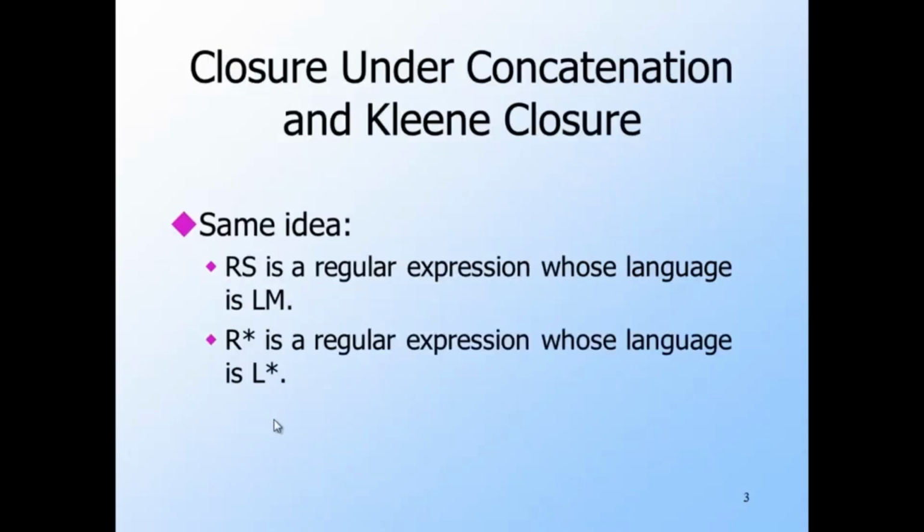The same idea works for concatenation and closure. Remember to draw parentheses around R and S if they are needed, like this. For example, if R is 0 plus 1, and S is 0, then you need to write the expression with parentheses around the 0 plus 1. Otherwise, you'll get the wrong language. You don't need the parentheses around the 0.